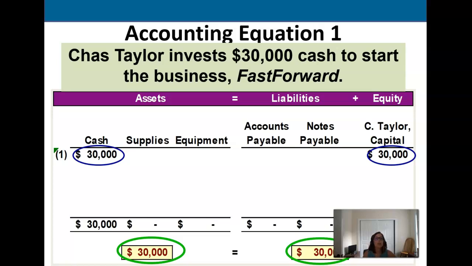And here's what this looks like. So remember, assets are things that we own. We now own Chaz's $30,000 because he invested it in the company. And then there's this little equal sign here. And C. Taylor Capital now has $30,000 in it. And our accounting equation is true. Our asset side, which is down at the bottom in green, equals our liabilities plus owner's equity, although right now we don't yet have any liabilities.